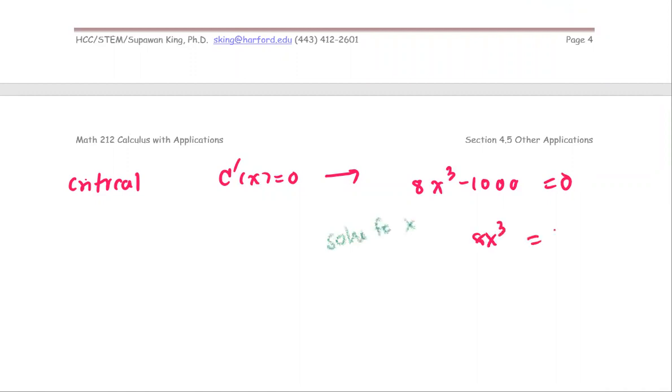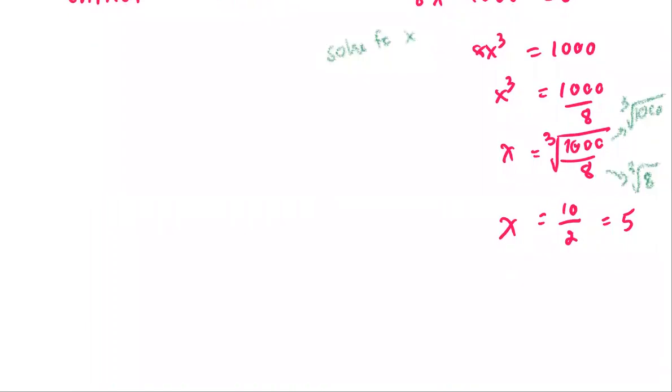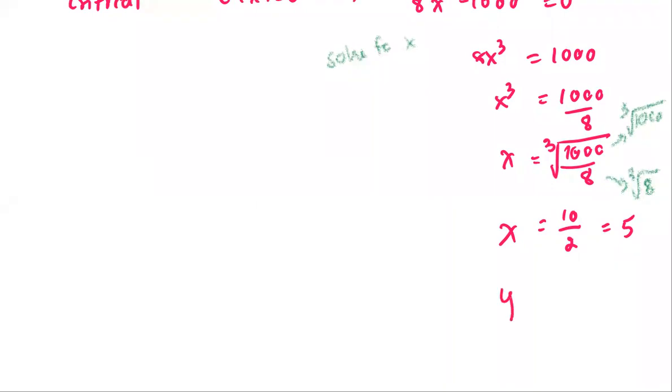8x to the third equals 1000. x to the third equals 1000 divided by 8. So x is the cube root of 1000 divided by 8. And if you do it manually, this one is the cube root of 1000, and the bottom is the cube root of 8. If you recall the cube numbers, the cube root of 1000 is 10, divided by the cube root of 8, which is 2. And then we get the number just 5 for the x. Now we get the dimension of the base as x by x, or 5 by 5 centimeters. And next we're going to use it to find y.